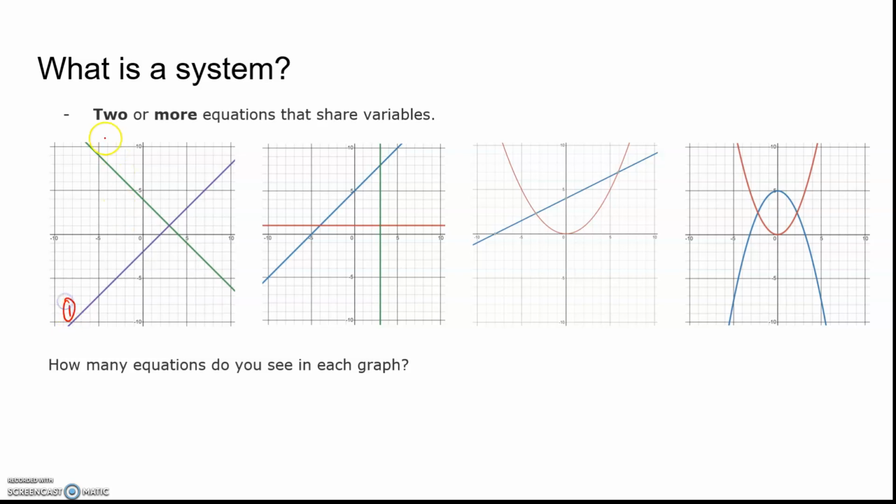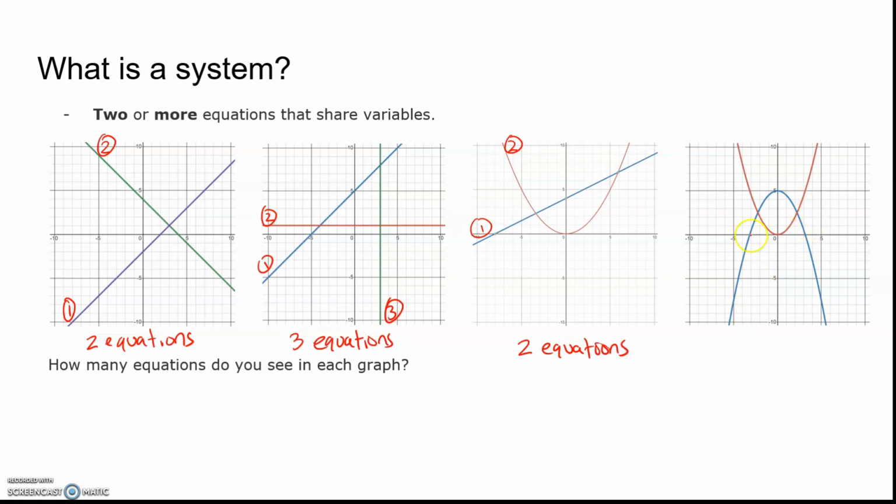So I have one line, I have another line here. This one has 2 equations. I have 1, 2, and then 3 lines here. So this has 3 equations. I have 1 here, and then 2 here. This is the same line, so I only have 2 lines. This is a parabola, so I have 2 equations.